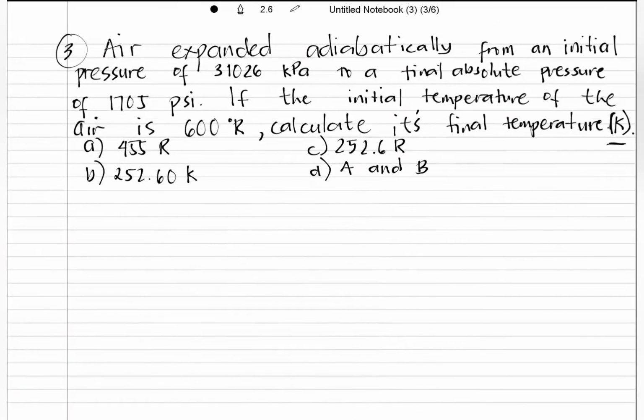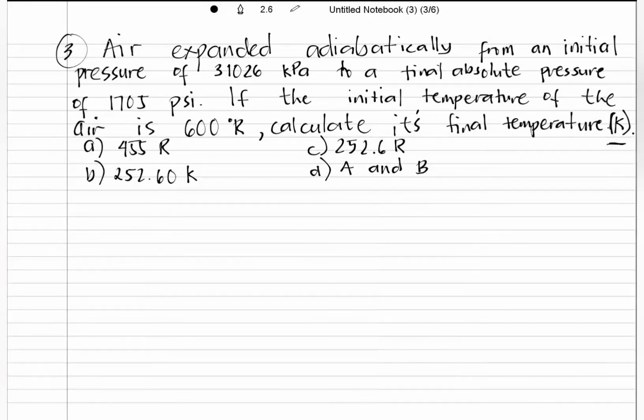Pressure ratio. So problem number 3: air is expanded adiabatically from an initial pressure of 31,026 kilopascals to a final absolute pressure of 1,705 psi. If the initial temperature of the air is 600 degrees Rankine, calculate its final temperature in Kelvin. So there are 4 choices again.